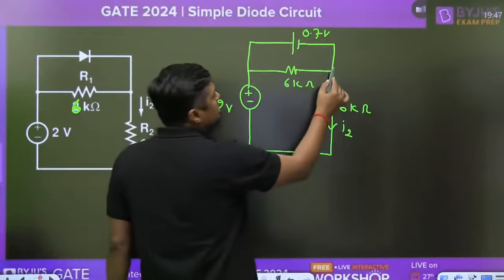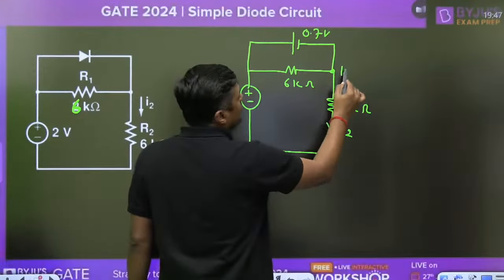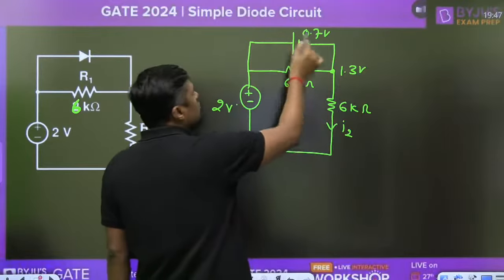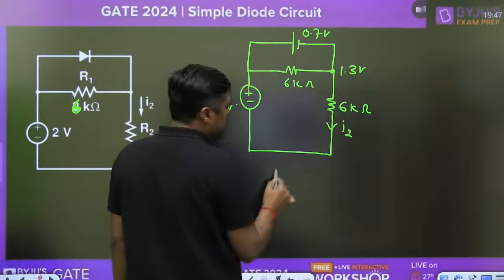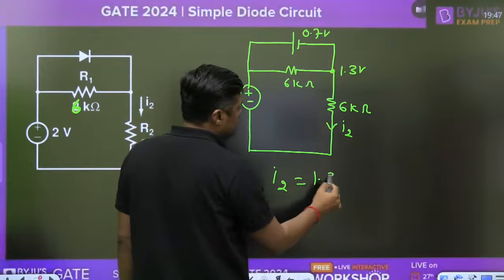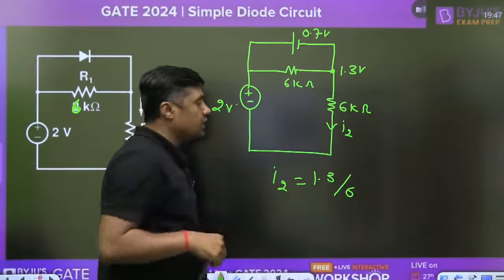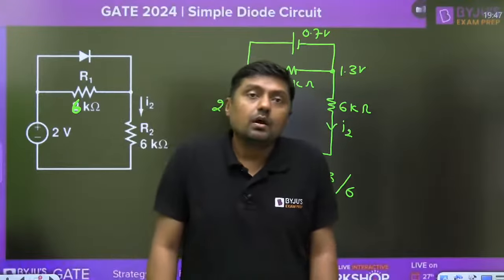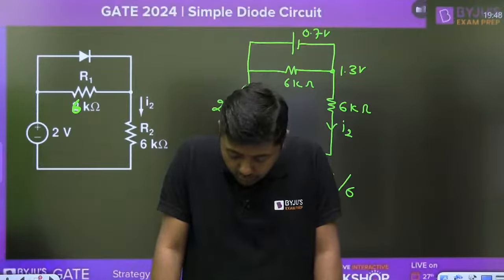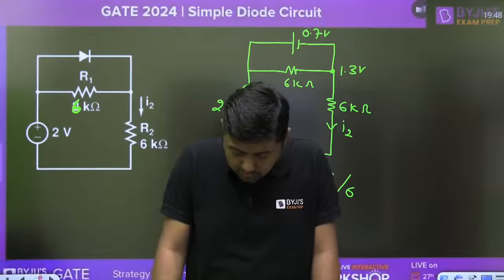So what is the voltage at this point? 1.3 volt. 2 minus 0.7, 1.3 divided by 6. That is the value of the I2. 1.3 divided by 6, that is the value of the I2 you can find. So now it is clear to you everyone, that concept is clear.